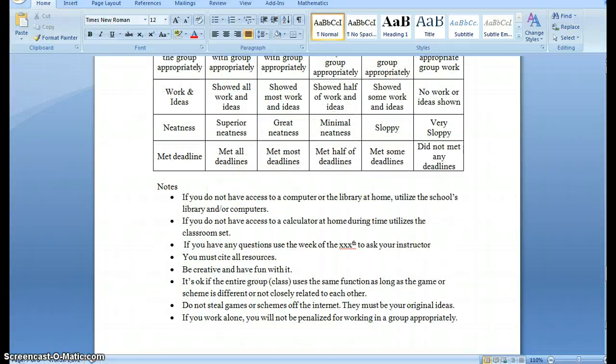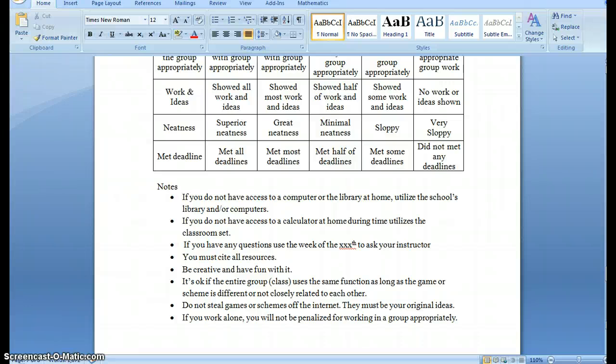I also give my kids some notes. If you do not have access to a computer or library at home, I tell the kids to use the school computer or the library computer when you have the chance. If you don't have access to a calculator at home, use the classroom set when you're in class. If you have any questions by X amount of weeks, please ask the instructor. I always tell them, you must cite all your references. Be creative and have fun with it.